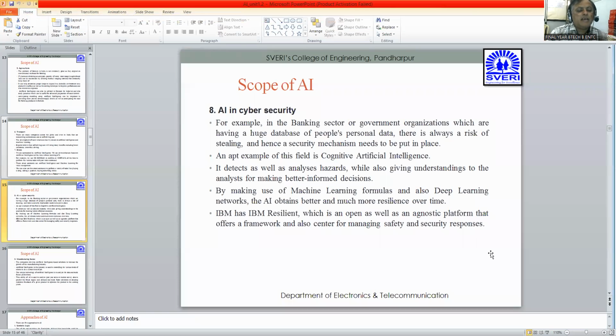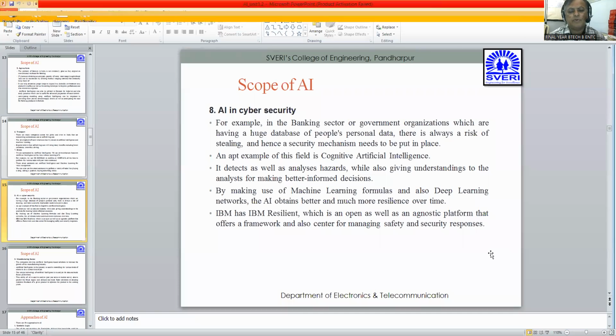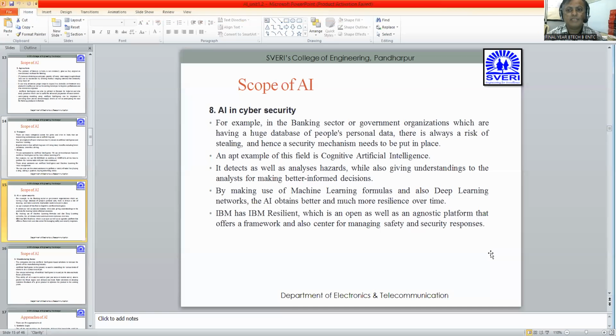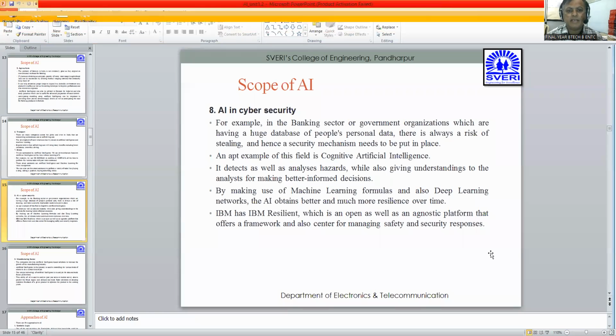Now the eighth one is AI in cybersecurity. The most concerning area nowadays is cybersecurity, because as most of the transactions are happening online, the security becomes very important. Otherwise people will stop doing online transactions if they start facing fraudulent cases, right? The banking sector and the government organizations are the two most important areas where you have very important data. There is a huge amount of data, that may be people's personal data, that may be banking data. So there is always a risk of stealing, and henceforth security mechanisms become very important, and there AI can be very helpful.